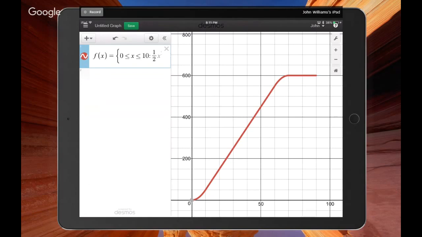Hey, the speed is actually pretty good here. It's not that much lag. I'm impressed.